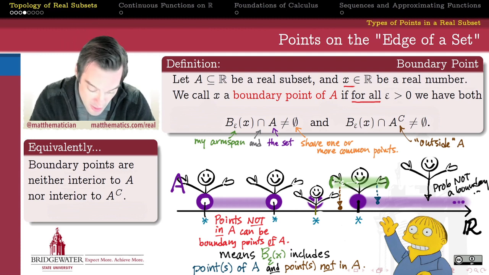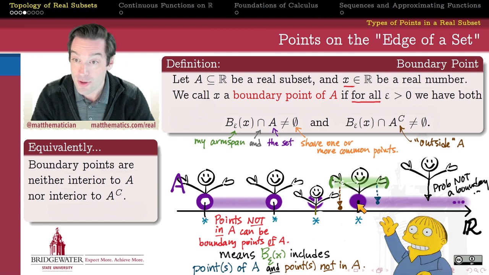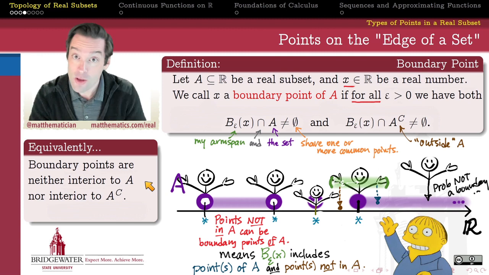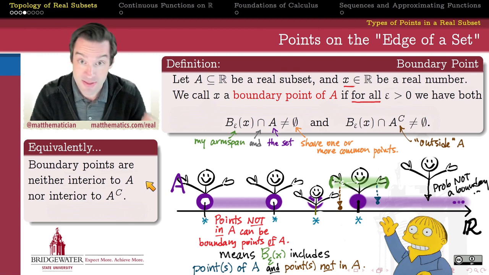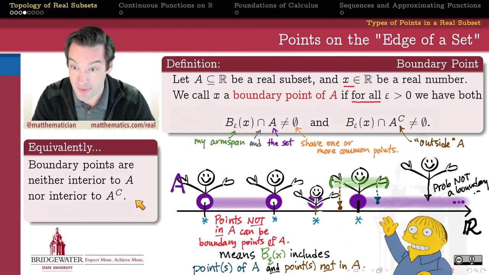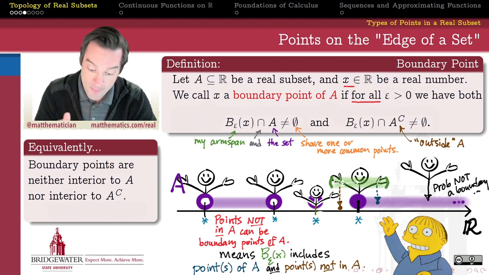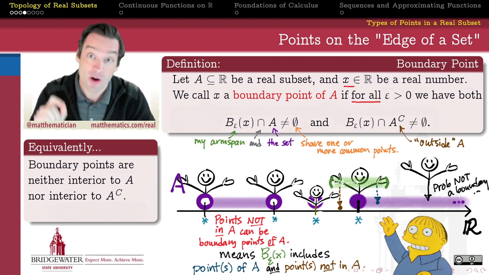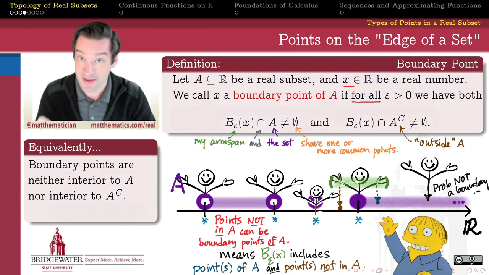So requiring that every epsilon neighborhood include both points of A and points of A complement rules out the possibility that there exists an epsilon neighborhood which is entirely a subset of A, in other words, that the point is interior to A. And it also rules out the possibility that there exists an epsilon neighborhood of X which is entirely a subset of A complement, in other words, that X is interior to A complement. So another way to think about what the boundary of a set is, it's those points which are not interior points of A, but they're also not interior points of A complement.